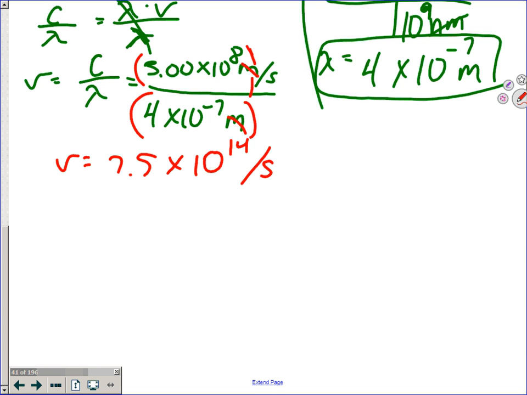So if you think about it in terms of math, when you have exponents, what do you do when you divide them? When you have exponents, you subtract them. So 8 minus a negative 7 technically means 8 plus 7, right? But when we divided 3 over 4, well, that's 0.75. That's a 3.